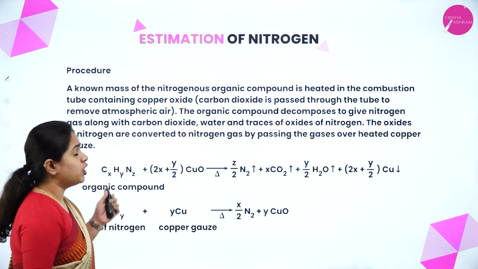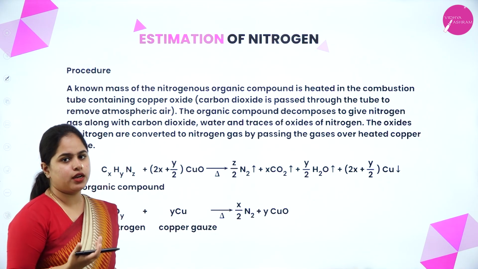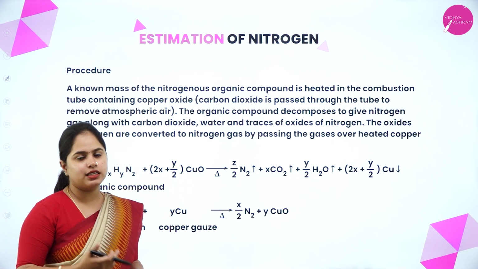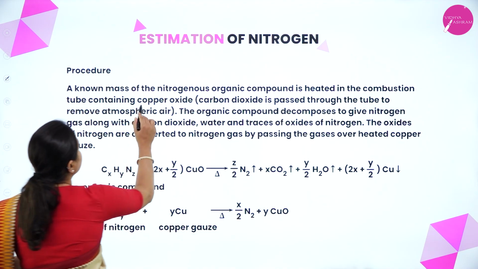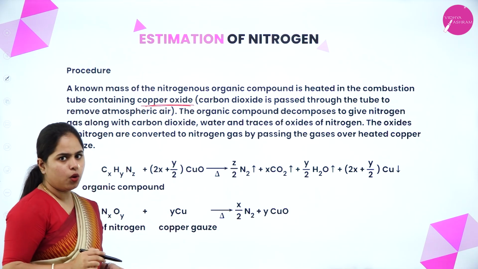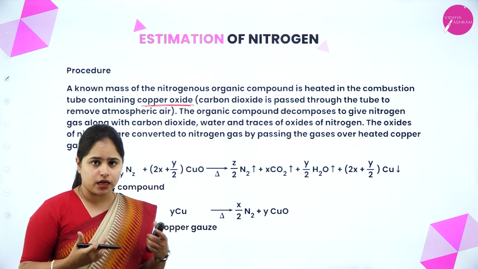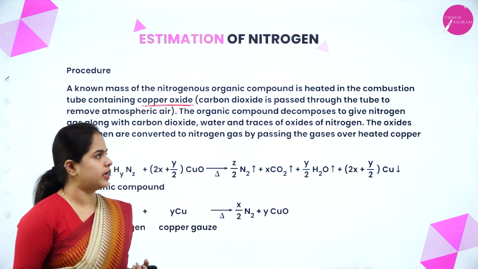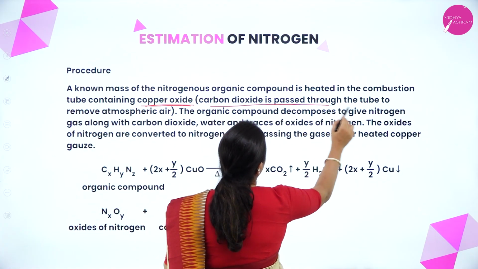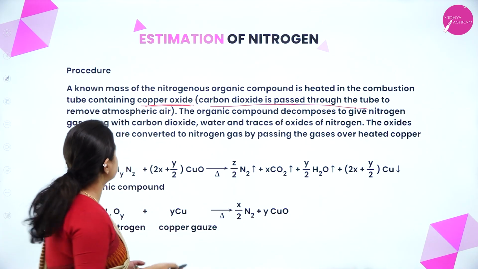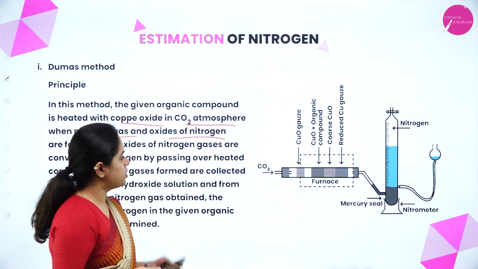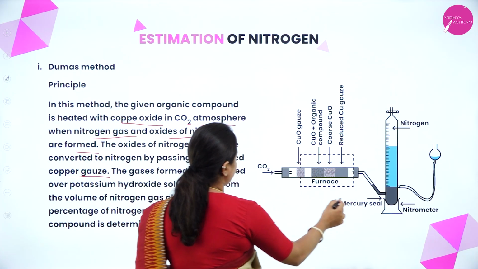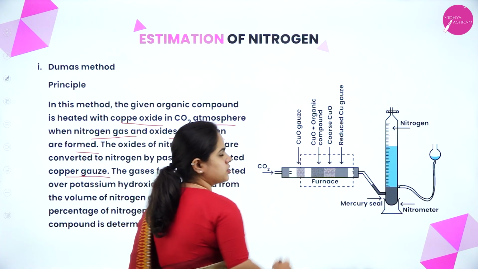So, as said, a known mass of the organic compound which is containing nitrogen is taken and it is heated in the combustion tube containing copper oxide. Okay, it is reacted in a combustion tube containing copper oxide and in the presence of a carbon dioxide atmosphere. That means carbon dioxide is passed through the tube. Okay, so as you can see, this is the combustion tube and carbon dioxide is passed through it.